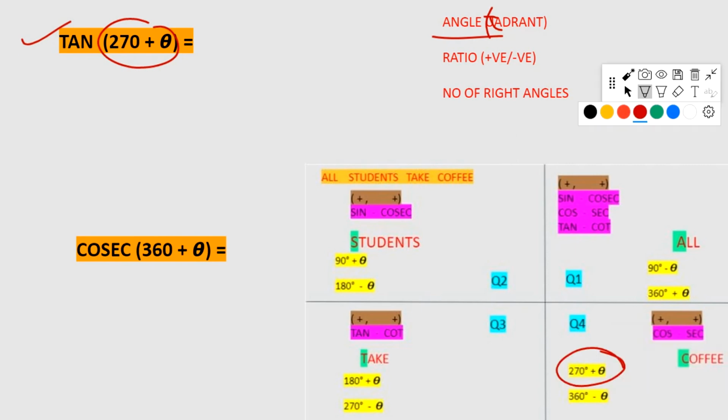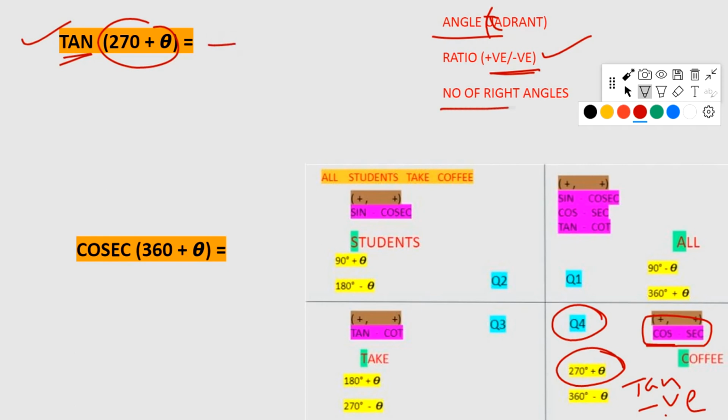270 plus theta lies in the fourth quadrant, Q4. Next step, ratio. Here the ratio is tan. In the fourth quadrant, cos and secant ratios are only positive. The other four trigonometric ratios are negative. So in the fourth quadrant, tan value comes negative. So in our answer, we can write minus.